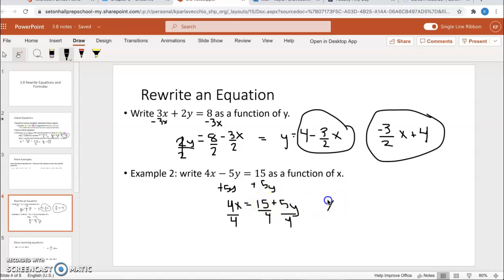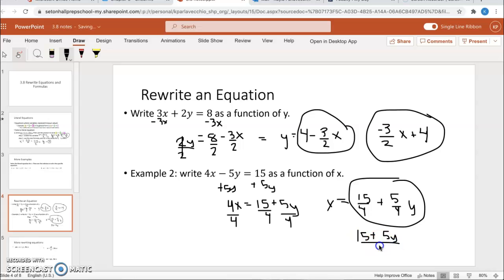So what you could do, if you don't want to just show two improper fractions, you could either leave your answer as 15 over 4 minus 5 over 4y, and that could be your final answer. Or you can just say 15, I'm sorry, that should be a plus sign. 15 plus 5y all over 4. I will take either answer. It's just important to notice that when you can simplify, make sure you do that.